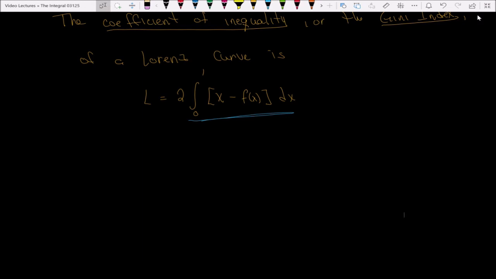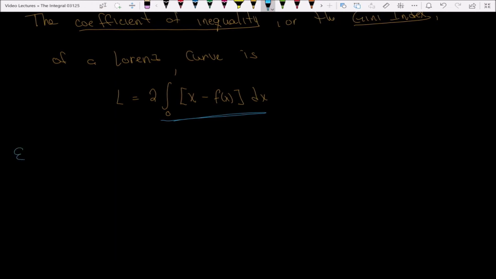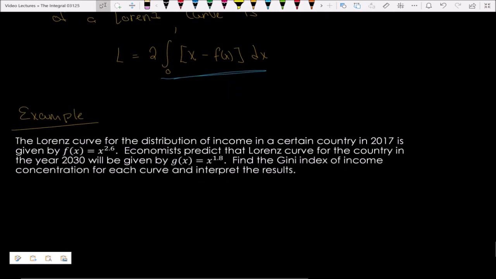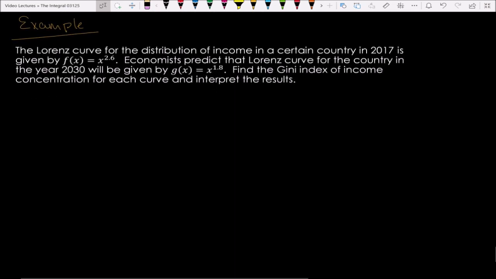Now we look at our final example. The Lorenz curve for the distribution of income in a certain country in 2017 is given by x to the 2.6. Economists predict that the Lorenz curve for the country in the year 2030 will be given by x to the 1.8. We are asked to find the Gini index of income concentration for each curve and then interpret this.